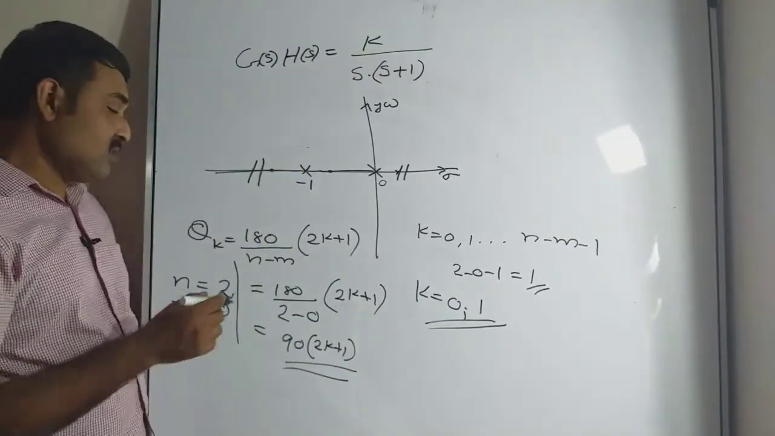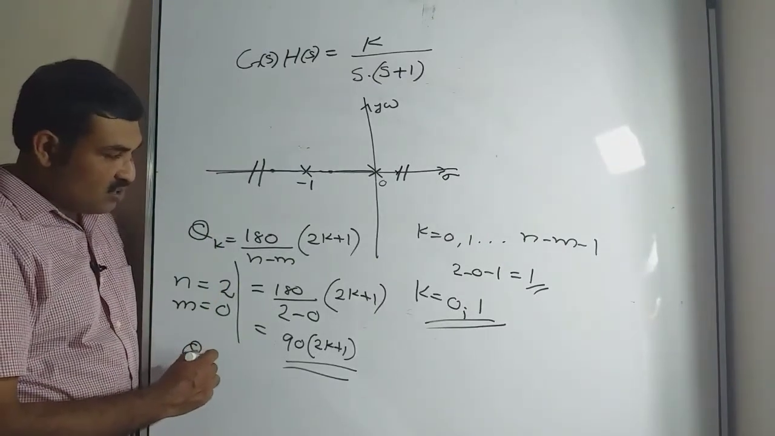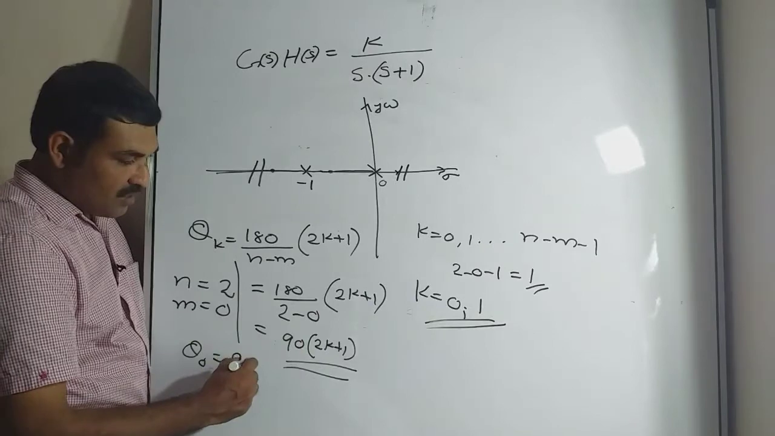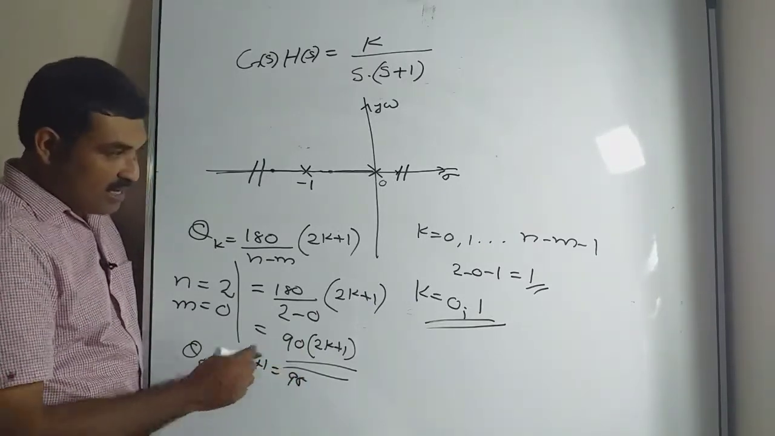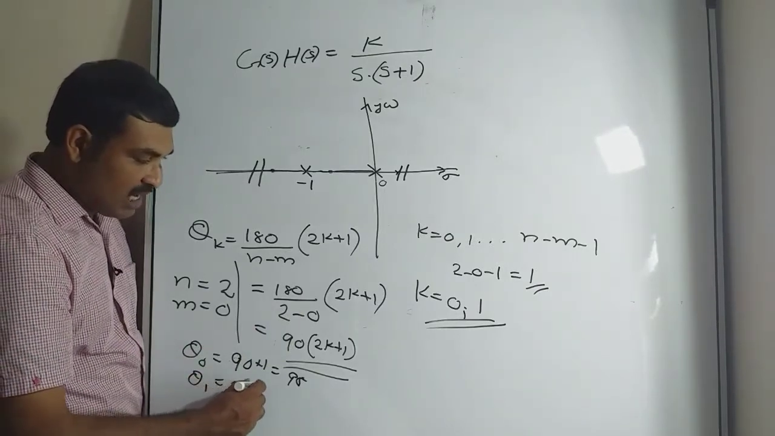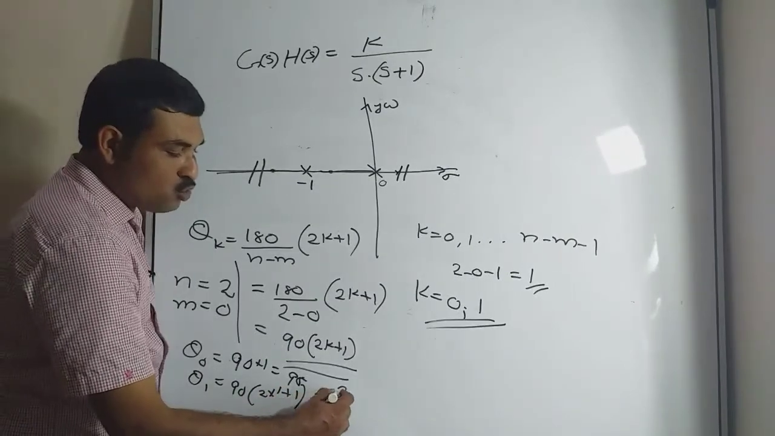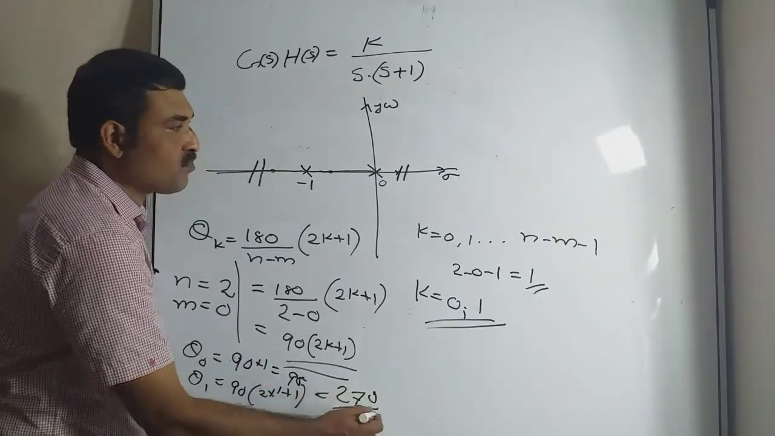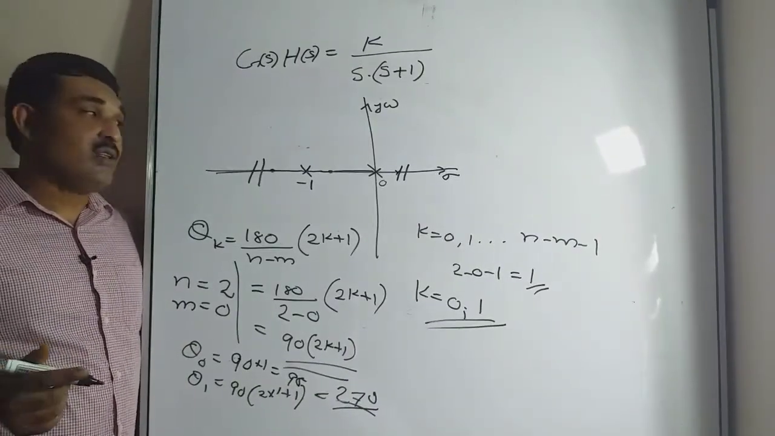When k is equal to 0, what's the value of theta? Theta 0 is equal to 90 into 1, that is equal to 90 degree. When k is equal to 1, theta 1 is equal to 90 multiplied by 2 into 1 plus 1, that is equal to 270 degree. So the angles of asymptote are 90 and 270 degree.